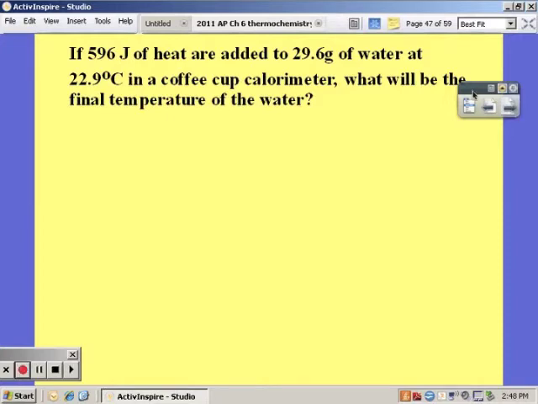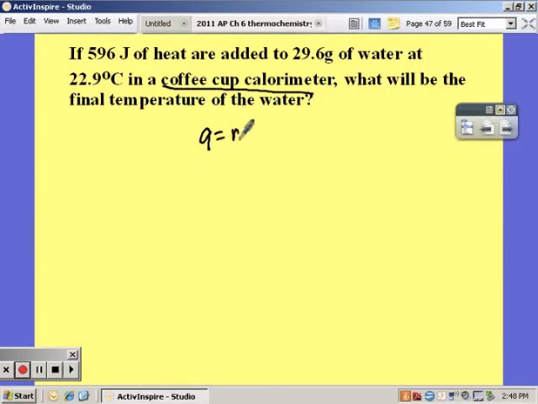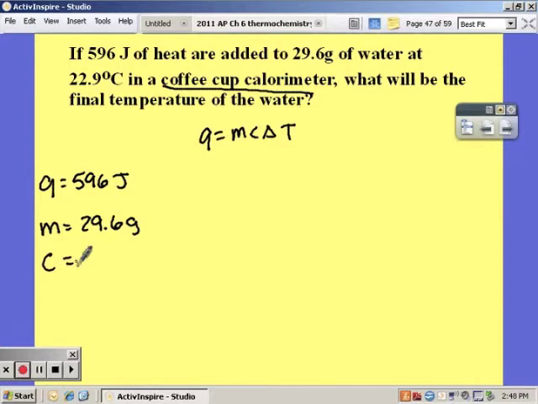So in this problem we have a coffee cup calorimeter, which tells us that it's constant pressure, or Q equals MC delta T. We know our Q is 596 joules. Our mass was 29.6 grams. Our specific heat capacity, it's water. Our heat was in joules, so we need to use 4.184 joules per gram degree Celsius, and we're looking for the delta T. Plugging all that in, we can solve for delta T.